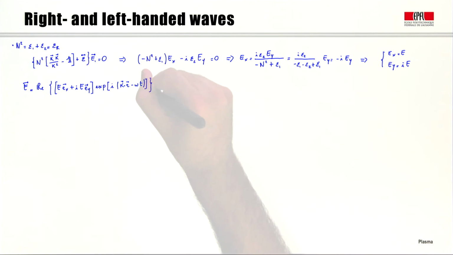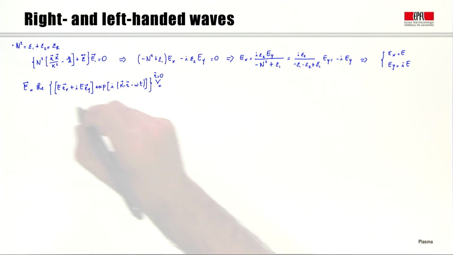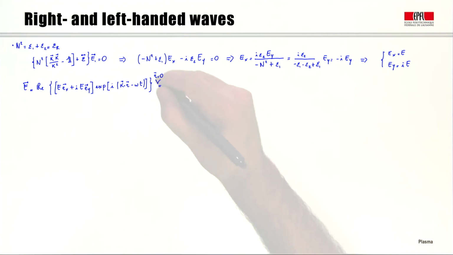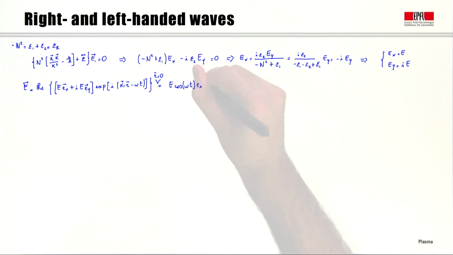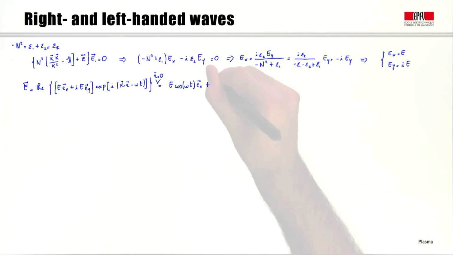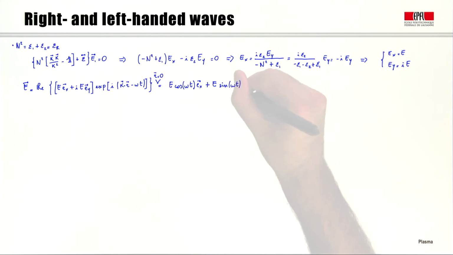Now, let's suppose to place ourselves for simplicity at the r equal to 0 location. The real part of this expression for r equal to 0 will be given by E cosine of omega t along x, plus E sine of omega t along y.